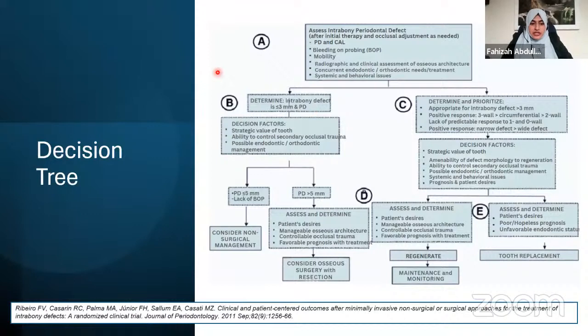So this is the decision tree. First, we have to see what the periodontal defect is after initial therapy and occlusal adjustment. We have to check probing depth, bleeding on probing, mobility, and the radiographic and clinical assessment. And then we see if the probing depth is less than 3 mm, then we have to see the strategic value of the tooth, ability to control the secondary occlusal trauma, and possible endodontic and orthodontic management.